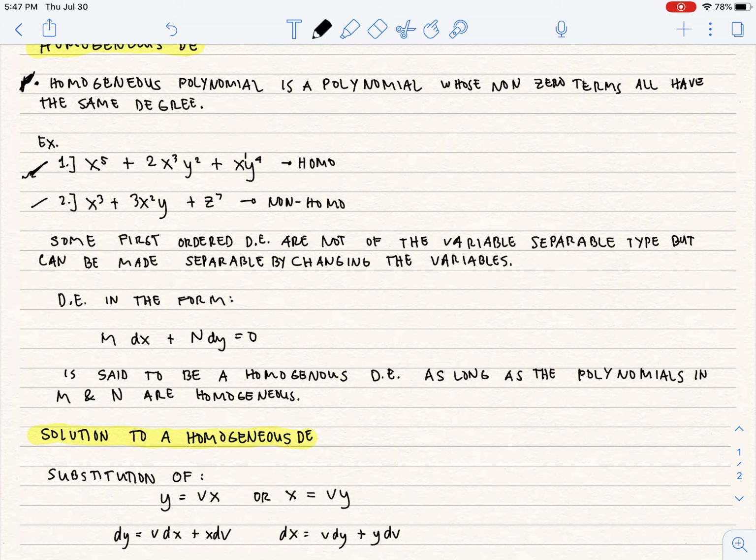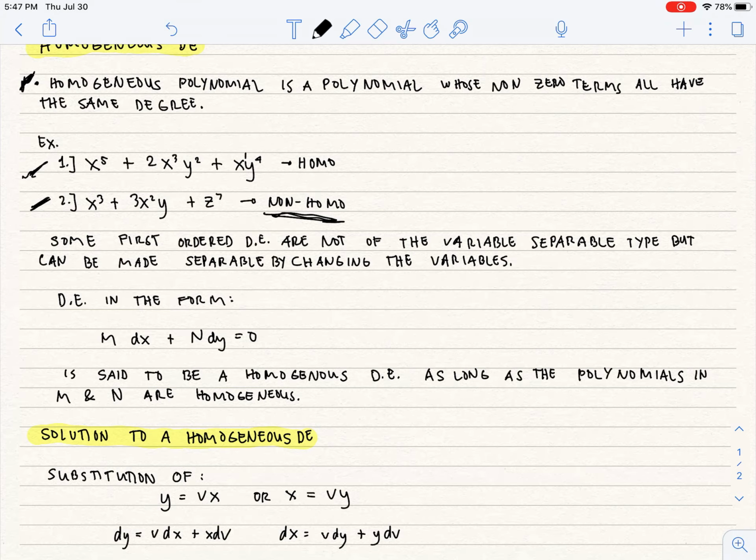Okay, so for example number 2, this one. Tulo gyapon ang terms: x raised to 3 plus 3 x squared times y plus z raised to 7. So ang conclusion kay this is non-homogeneous because the first term, the degree is 3. Second term, 3 gyapon, di ba? Kay 2 dira, ang y kay 1. So 3. But the third term degree is 7. So therefore this is a non-homogeneous DE.